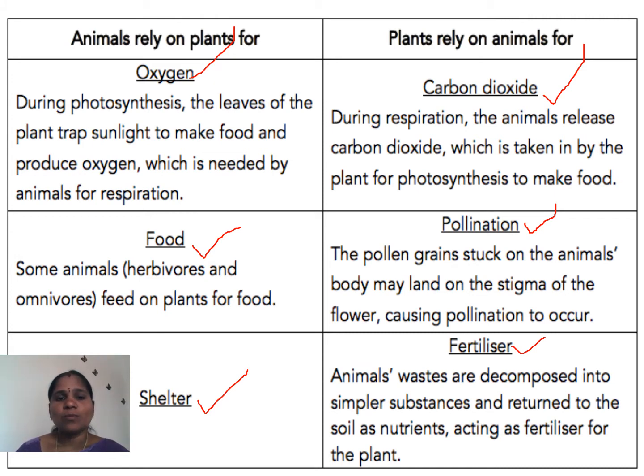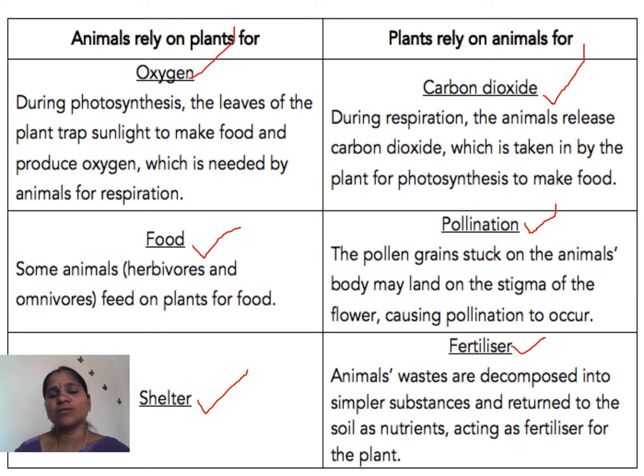How? During photosynthesis, the leaves of the plant trap sunlight to make food and produce oxygen, which is needed by animals for respiration. So after the photosynthesis process, plants release oxygen. That oxygen is taken by the animals for respiration.